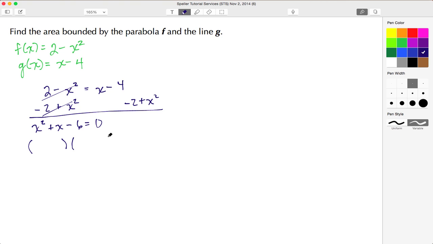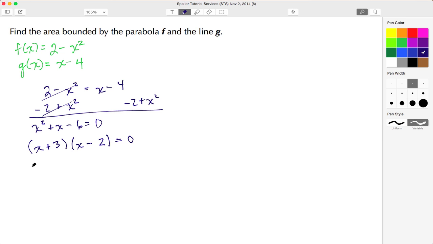Now I can factor. I'm going to have an x. I need the factors of 6 that are going to add up to a positive 1. Those factors are going to be 3 and 2. When I add these, I need it positive, so the larger number has to be positive, the smaller number negative. And when I multiply, they have different signs, so the outcome is going to be negative.